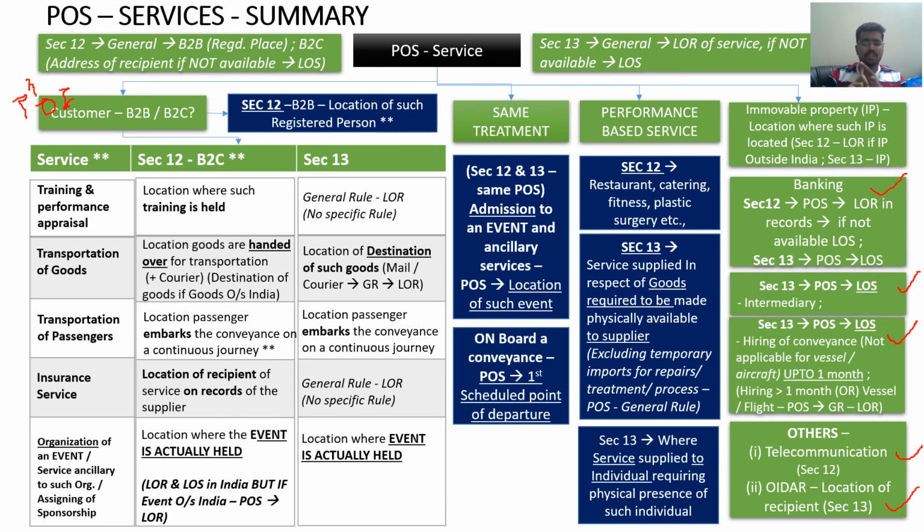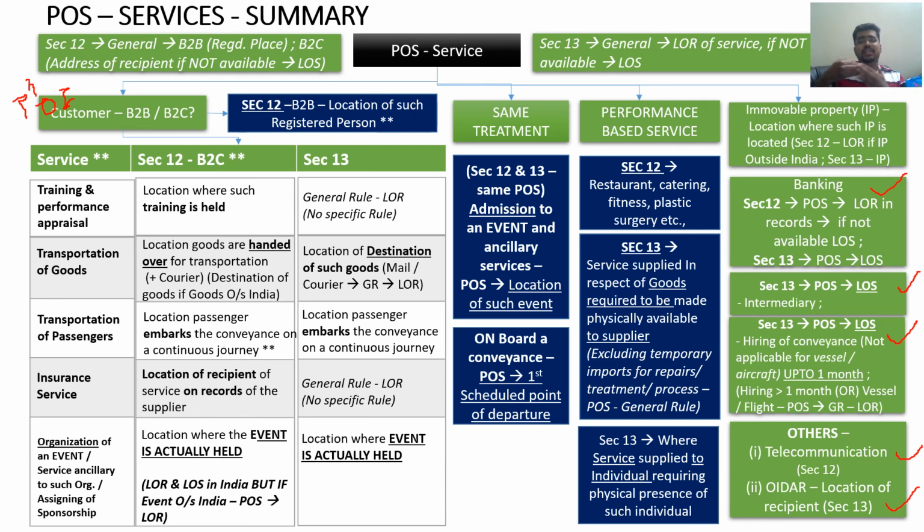So the first question, if you remember the table, you need to see what is the conveyance that is being hired. Is it a vessel or aircraft? If it is a vessel or aircraft, then straight away general rule, no time limit. The question might confuse you by saying hired for 1 month, hired for 2 months, hired for 1 week. No, if it's a vessel or aircraft that is being hired, then the place of supply is going to be the location of recipient, general rule will apply.